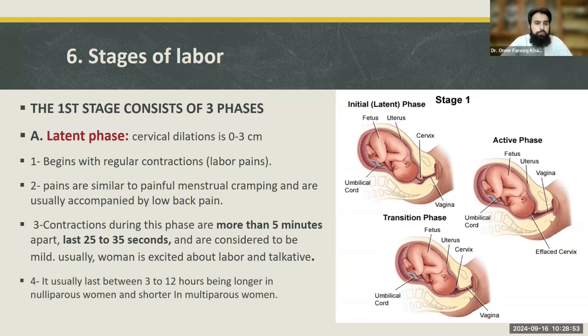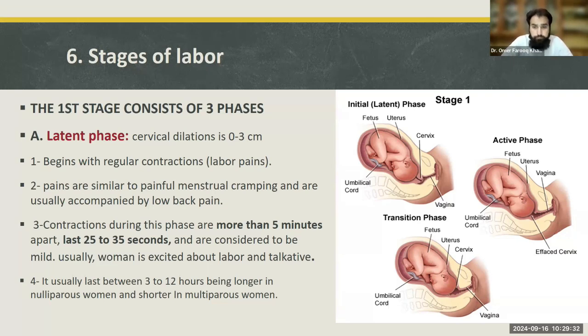Pains are similar to painful menstrual cramping and are usually accompanied by lower back pain. Contractions during this phase are more than 5 minutes apart, last 25 to 30 seconds, and are considered to be mild. Usually, the woman is excited about labor and talkative at that stage. It's called the latent stage. It usually lasts between 3 to 12 hours, being longer in nulliparous women and shorter in multiparous women. Even in nulliparous women, the latent stage of labor may be as long as 24 to 36 hours.